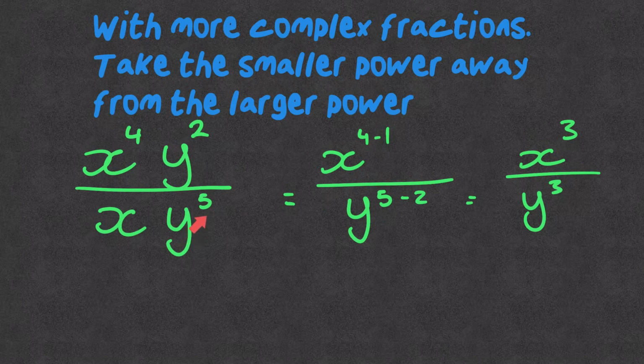And then over here, we've got y to the 2 and y to the 5. So 2 is the smaller one, so we'll take that away from the 5. So 5 take 2 is equal to 3. Now, if you did it the other way and took 5 away from 2, you'd get a negative index. And we don't want that. We don't want negatives. We just want positive indices. They're easy to deal with. Negatives are not.